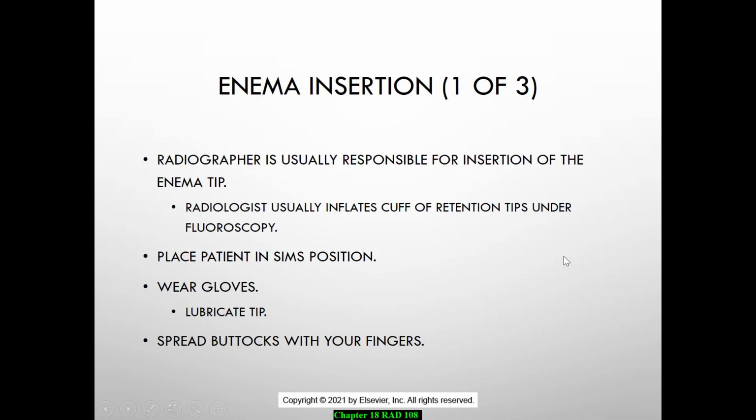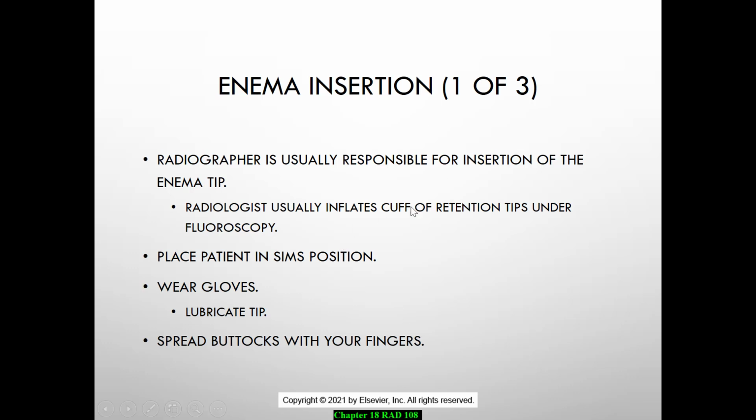If you are in a facility that doesn't have a radiology nurse, you will do the enema insertion. Some of you will have a nurse that will do the insertion. It depends on where you're at. When I worked at U of M, we had a nurse. She came in, she took care of all of that. Every other place that I've worked, it was our responsibility to insert the enema. So the radiographer is usually responsible for insertion of that enema tip, is what I'm trying to tell you, is that generally falls on us.